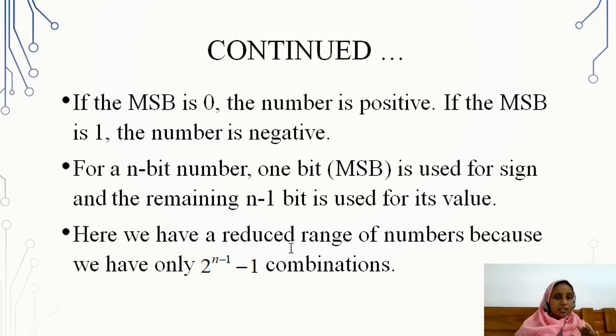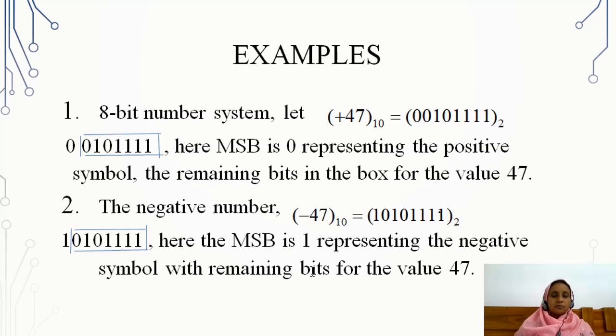So in the case of sign magnitude representation, the most significant bit represents the sign of the number. The remaining bits represent the value of the number. So the number of options we have is reduced. Now we can see some examples.